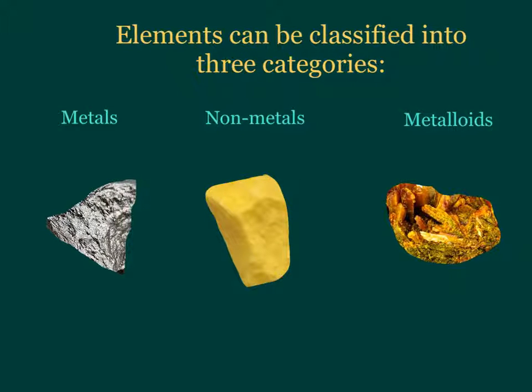Nonmetals are solids, liquids, or gases, are dull, brittle, not ductile, and are poor conductors of heat and electricity. An example is sulfur. Metalloids, solids at room temperature, can be dull or shiny, brittle, not ductile, and are poor conductors of heat but may conduct electricity. An example is arsenic.